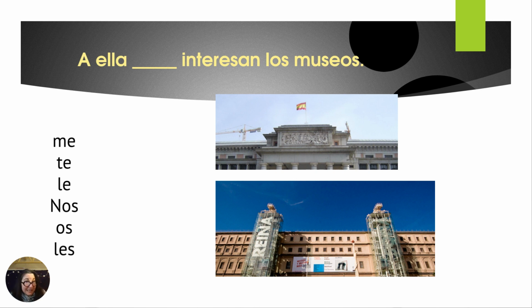Okay. So she is interested by the museums, or the museums are interesting to her. I have my clarifier, a ella. So which indirect object pronoun would match up with that? If you said le, you would be correct. A ella le interesan los museos.